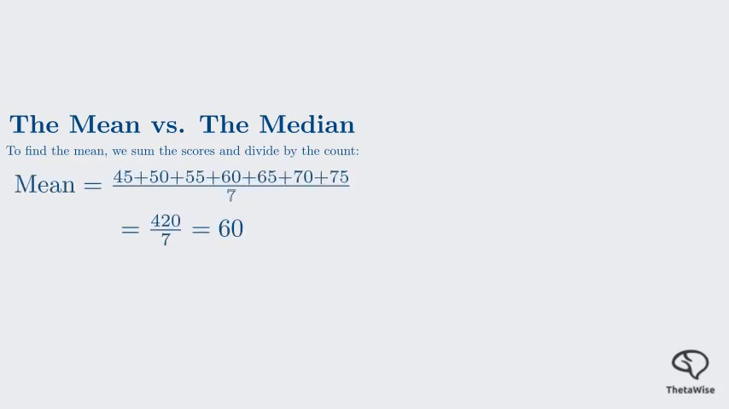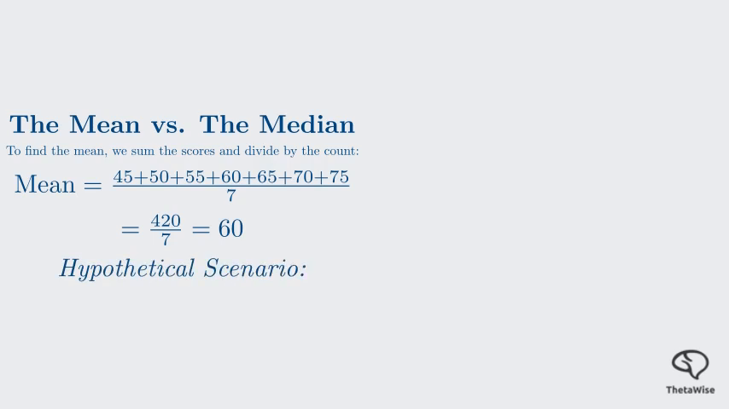Now for task 3. Let's discuss why the median is often a better measure than the mean for describing student performance in situations like this. To see this clearly, let's calculate the mean of our dataset. The sum of 45, 50, 55, 60, 65, 70, and 75 divided by 7 equals 420 divided by 7, which is 60. In this specific case, the mean is also 60.